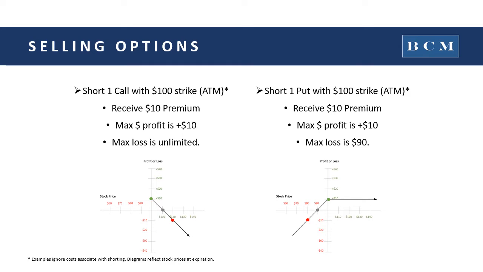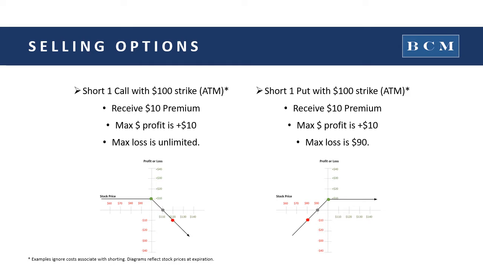Notice to the right of our break even, which is 110, shown as the gray dot, we are going to lose dollar for dollar as the price goes up, and there's obviously no limit on that upside movement.